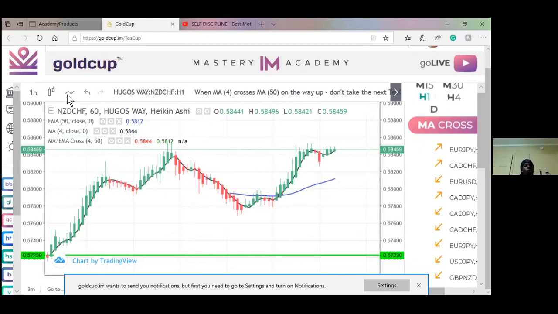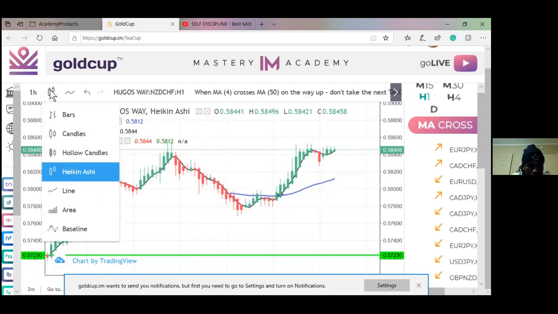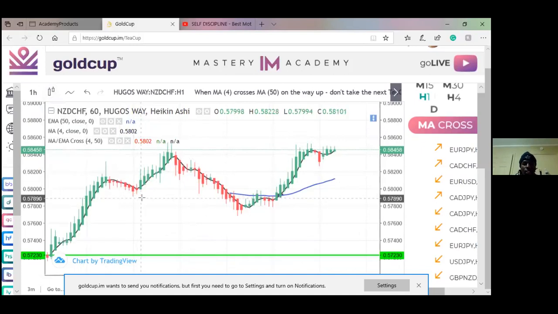All right, so first off, we're gonna put our candles into Heikin Ashi. What this does, it shows more momentum of the market. So if you have a flat top and a flat bottom, you good to go.